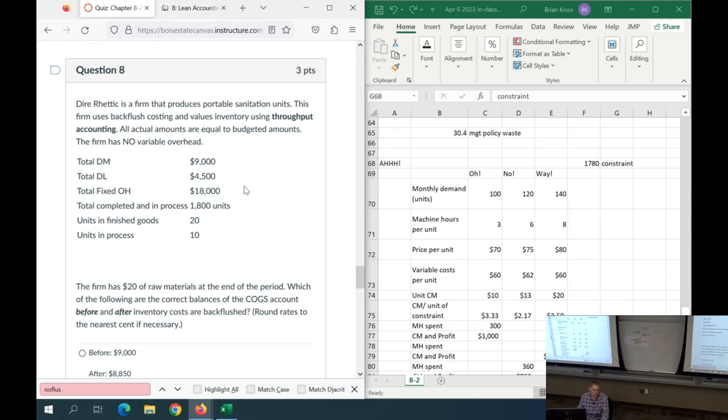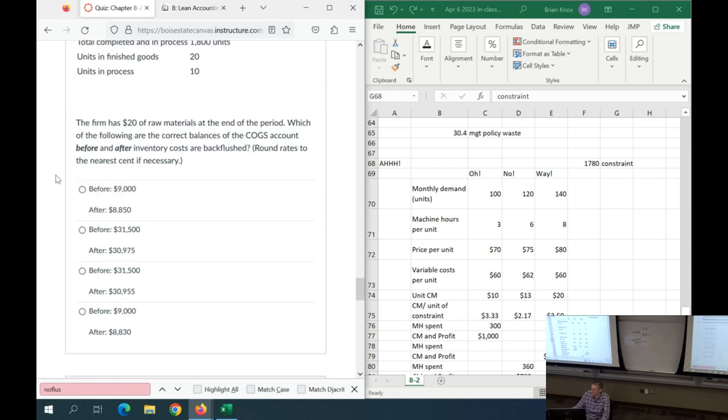But we don't do that, right? We would never include fixed overhead in any of the Chapter 8 questions because they're all either direct costing or throughput accounting questions. That's a more lean mindset. And because it says throughput accounting, we've not included this. So we can rule out these two right here. The before is going to be that 9,000.